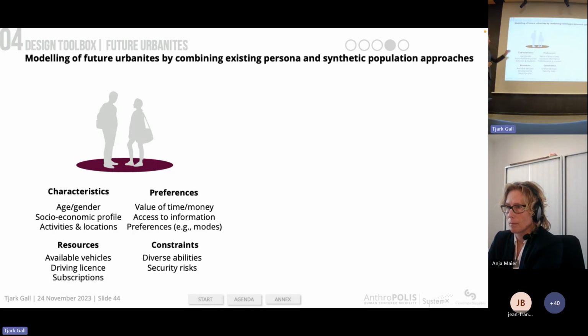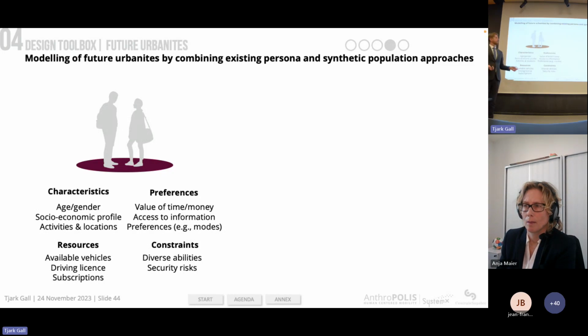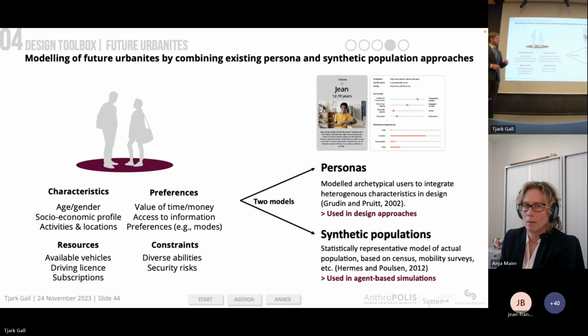When we look at people, we can look at different things. We can look at basic characteristics, such as age and gender, preferences, for example, how much do we value 1 minute of our time? Different constraints, are we able to walk very far or not? And resources, do we have access to a car, a driving license, and so on? And then we model them in two different ways, here in personas and in synthetic populations. In the upper right corner is an example of a persona card, which was used in one of the workshops.